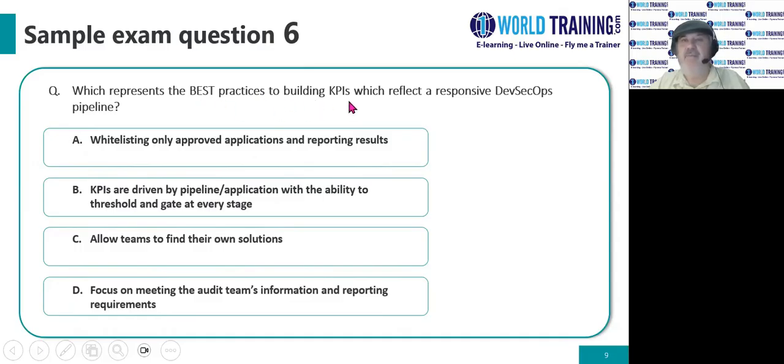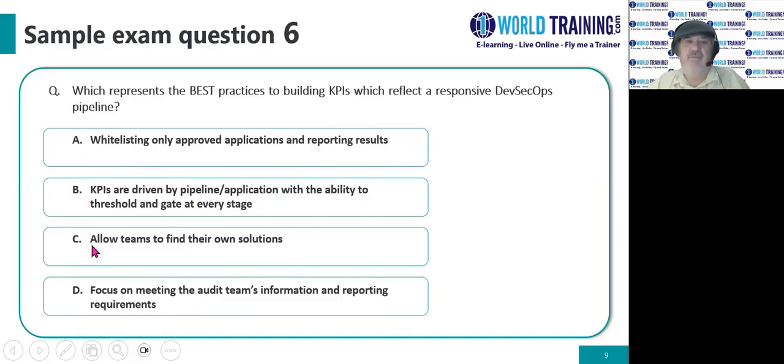Which represents the best practices to building KPIs which reflect a responsive DevSecOps pipeline? Okay, the best practices to building KPIs. Whitelisting only approved applications and reporting results. That's not really about KPIs per se. KPIs are driven by pipeline application with the ability to threshold gate at every stage. Yes, that makes sense for that question.